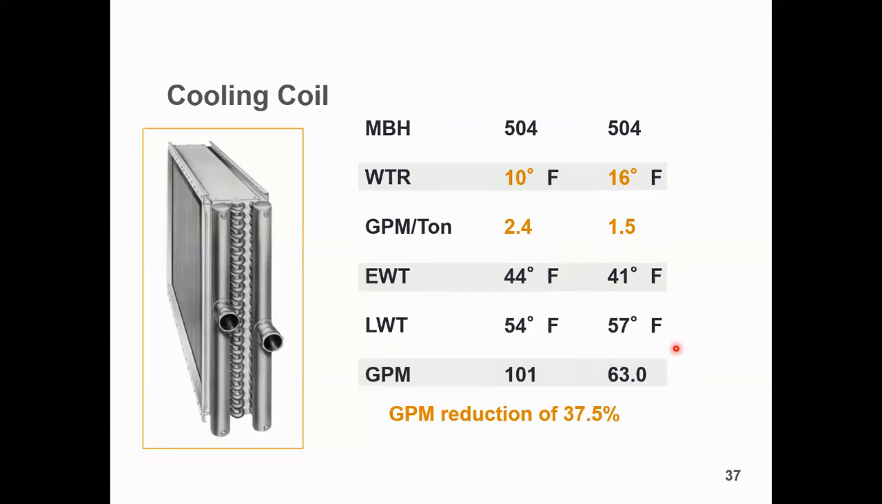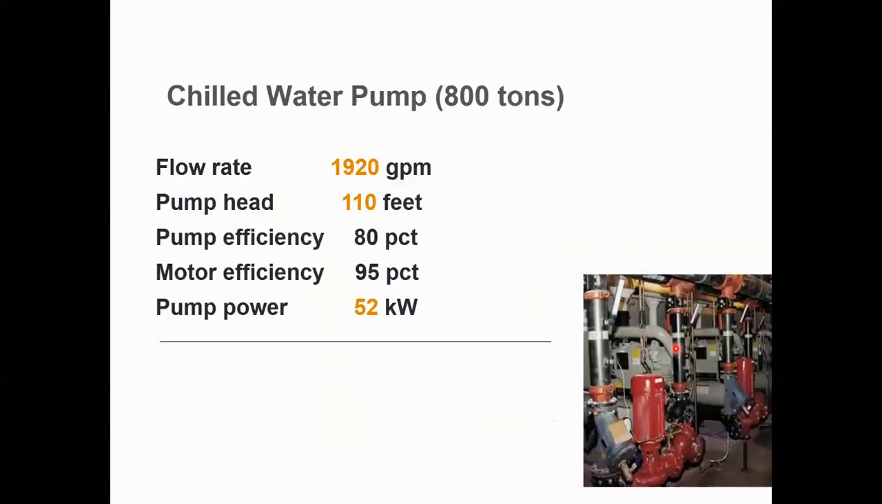And as I mentioned, you can see the cascading effect of this lower GPM on the pumping power in the subsequent slide. So I'm keeping the example the same, 800 ton with 2.4 GPM. If you see the chilled water pump, GPM will be 1920 GPM. Pumping head is around 110 feet. Let us consider that the full pumping head is around 110 feet. The pump efficiency is 80%, motor efficiency is 95%. With this configuration, the pump power is around 52 kilowatt BKW.